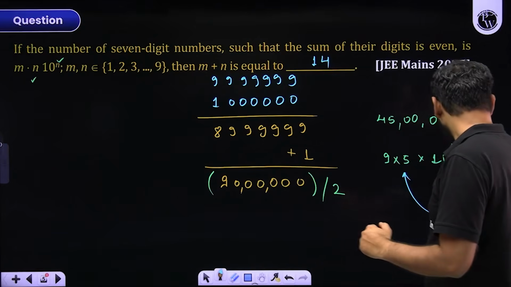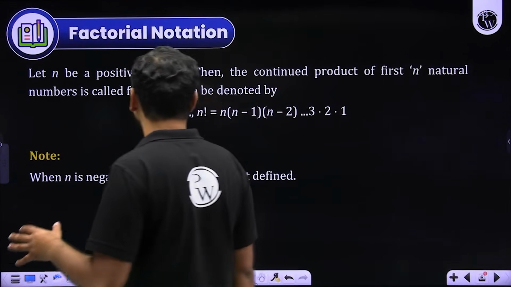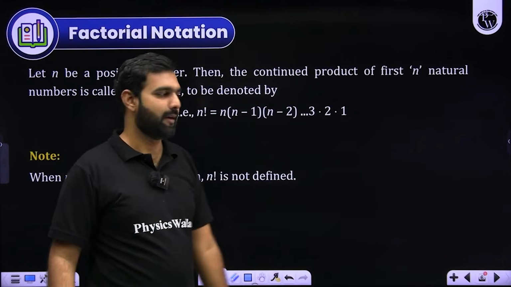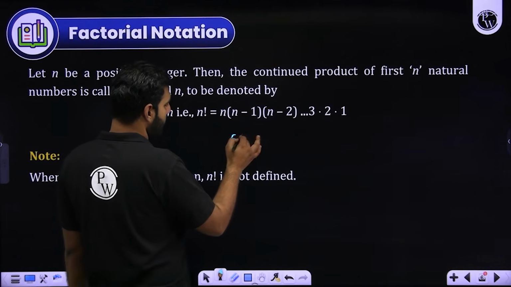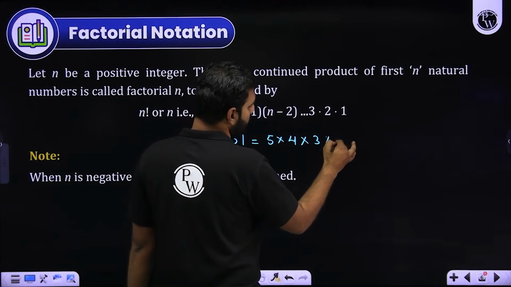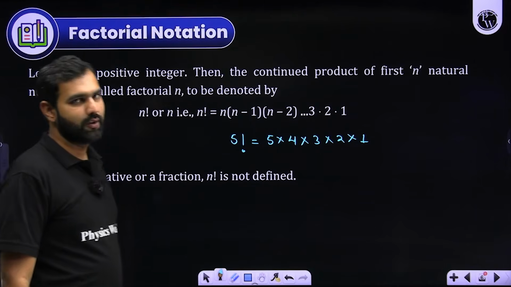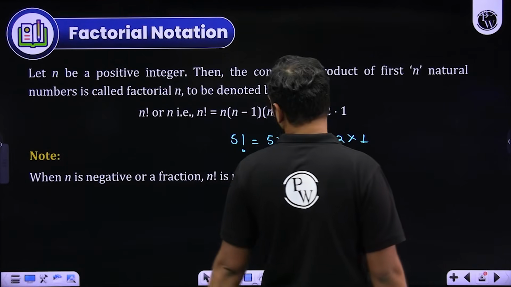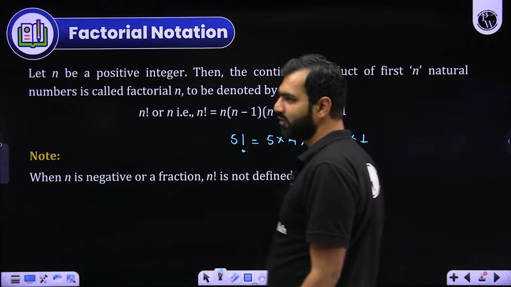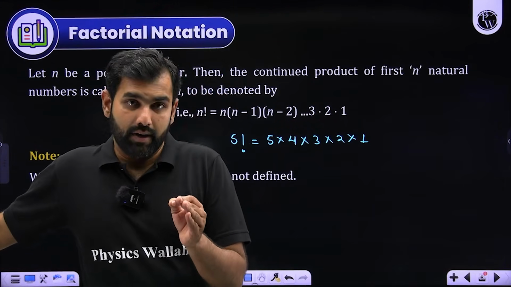Now, if I move further, let's talk about the next part. Let's understand what a factorial is. Factorial is basically the product of the first n natural numbers. For example, if I'm asking you 5 factorial, it means the product of the first 5 natural numbers. So 5 into 4 into 3 into 2 into 1. That basically gives you the factorial. I hope you'll remember it. Along with this, when n is negative or a fraction, then factorial is not defined. So factorial is defined on whole numbers only.